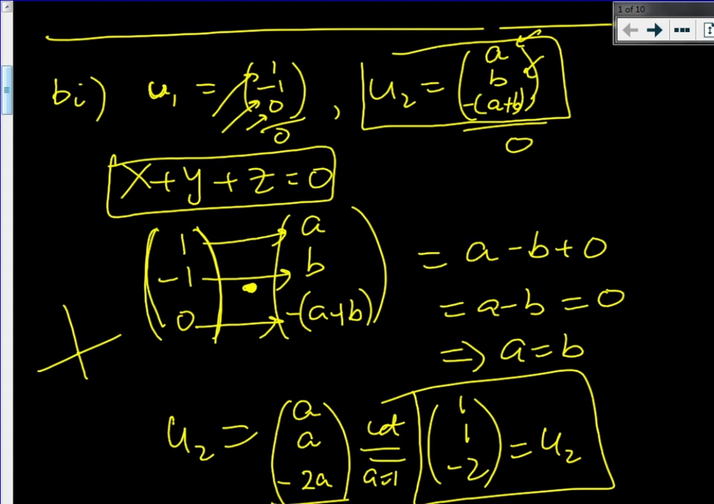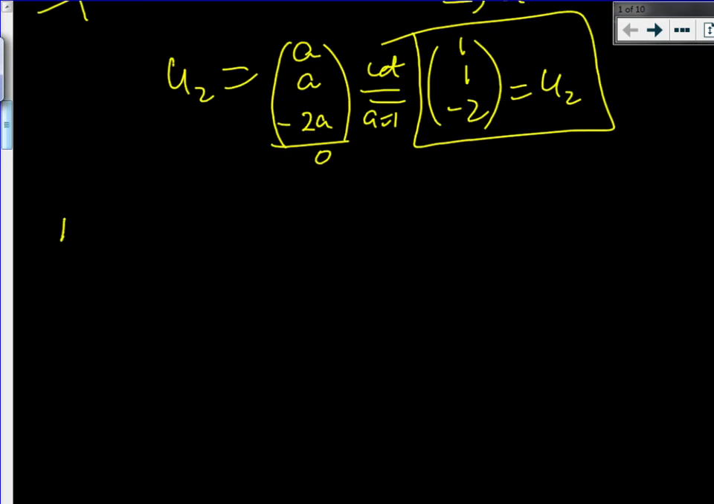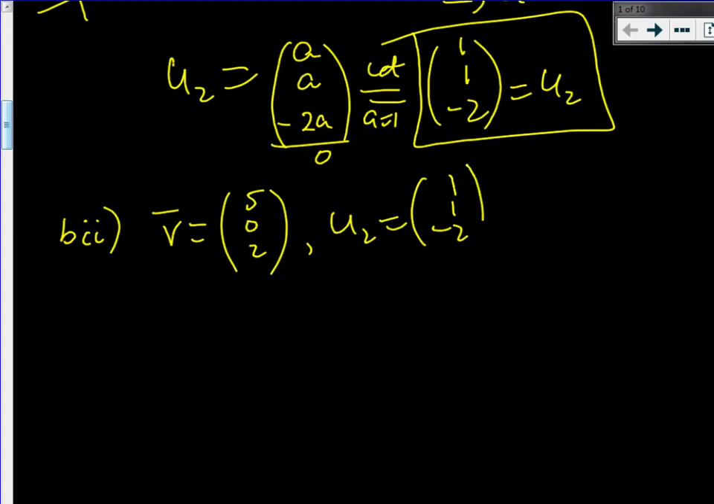Okay, so now for part B, B sub 2, they say vector V is equal to (A, B, C), where A is 5, B is 0, C is 2. And U2 is 1, 1, negative 2, and U sub 1 was given, and that was 1, negative 1, 0.